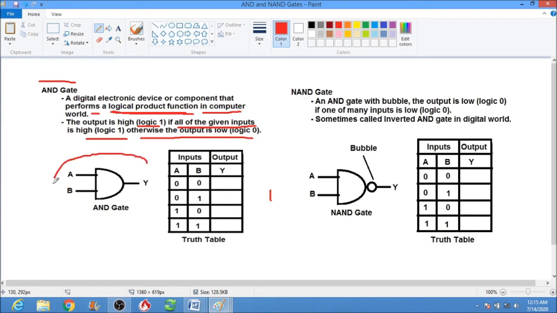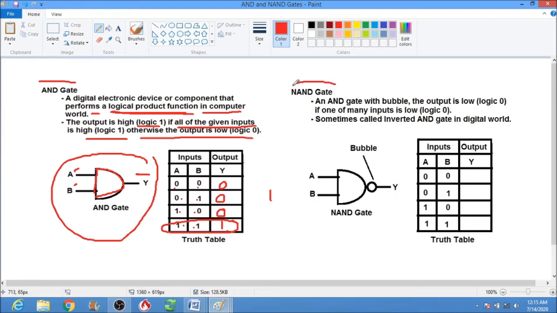Okay. So this is the symbol of the AND gate, with the letter D. Input is A, B, and Y is the output. So 0 times 0 is 0. 0 times 1 is 0. 1 times 0 is 0. And 1 times 1 will become 1. Okay. So take a look at the table. All of the inputs are high, therefore the output is high.